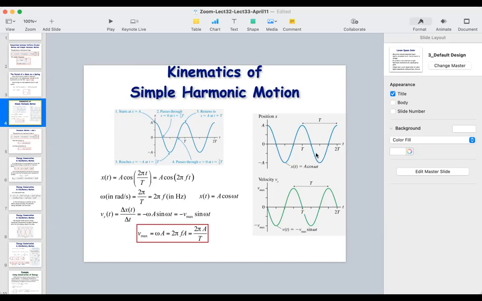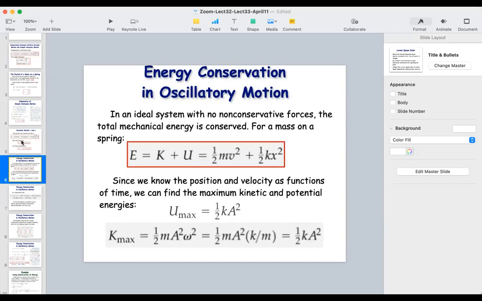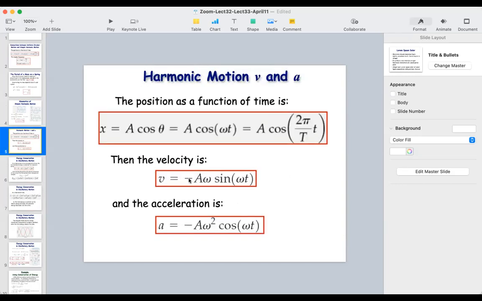In all the positions which are in between, how do I write the conservation of energy? I need to express everything. So here I'm going to write 1/2 K, and I need to put the velocity. The velocity when it's not max, 1/2 m, remember, is A omega sin of omega t.